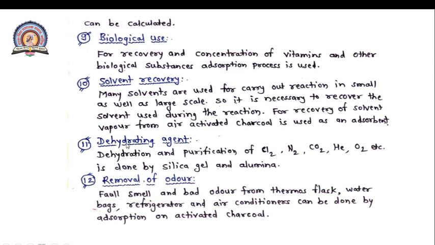Then dehydrating agents. Dehydration and purification of different gases like Cl2, N2, CO2, helium, oxygen, etc. is done by silica gel and alumina. Removal of odor, foul smell and bad odor from thermos flasks, water bags, refrigerators and air conditioners can be done by adsorption on activated charcoal.